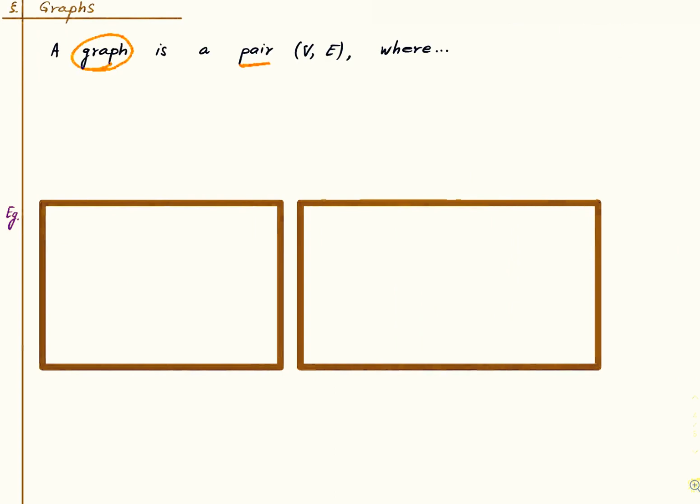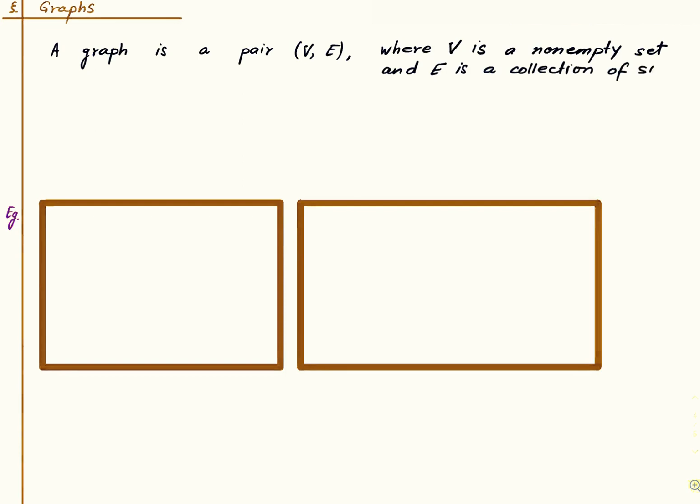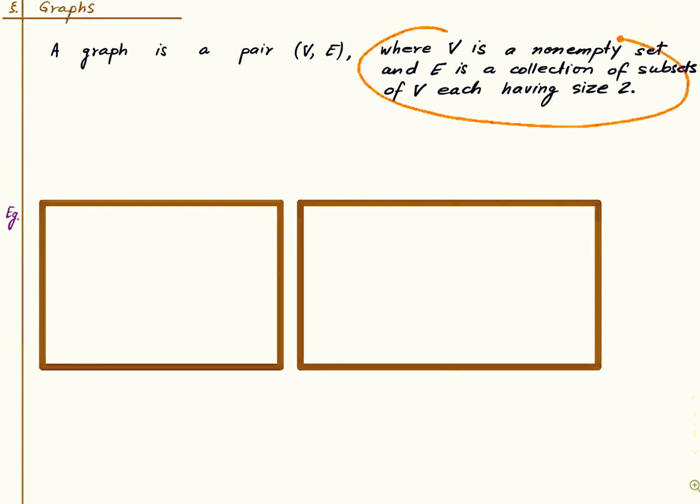A graph is a pair. So it has two things, V and E, where V is a non-empty set, and E is a collection of subsets of V, each having size 2. It's not clear what this is saying, but this is the formal precise definition. In symbols, one can say E is a subset of those subsets of V which have size 2. Right? A graph is a pair like that.